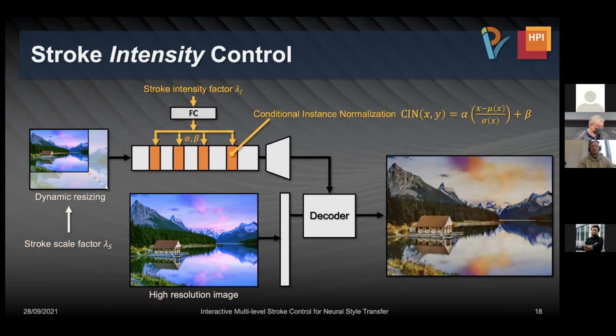Our second mode of control is stroke intensity control. Here we use conditional instance normalization. Based on the stroke intensity factor lambda I, a fully connected layer predicts parameters alpha and beta that are then used in the conditional instance normalization formula you can see on the right. When we now adjust the parameter, we can see that the style gets more intensive, the higher the parameter is.